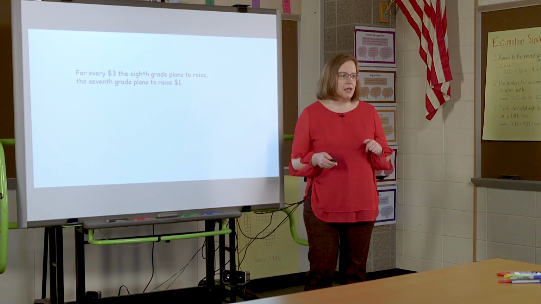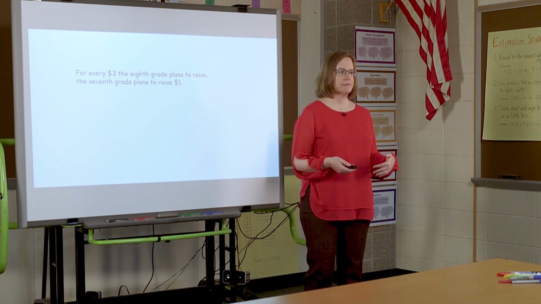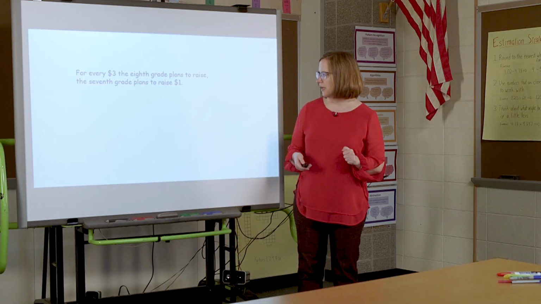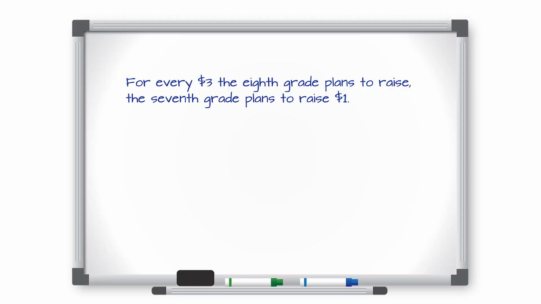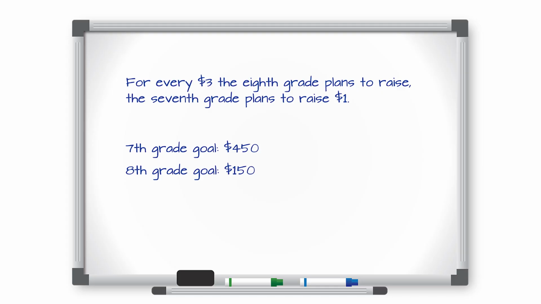When I'm debugging, one of the things I like to do is just go over the thinking I put into my solution, go over it again and think about it again. So what do we think this person was thinking about when they wrote this comparison statement? We know that they were making a comparison between the 8th grade and the 7th grade fundraising goals. So let's write those down so we can see them and remember them. The 7th grade goal was $450. And the 8th grade goal was $150.